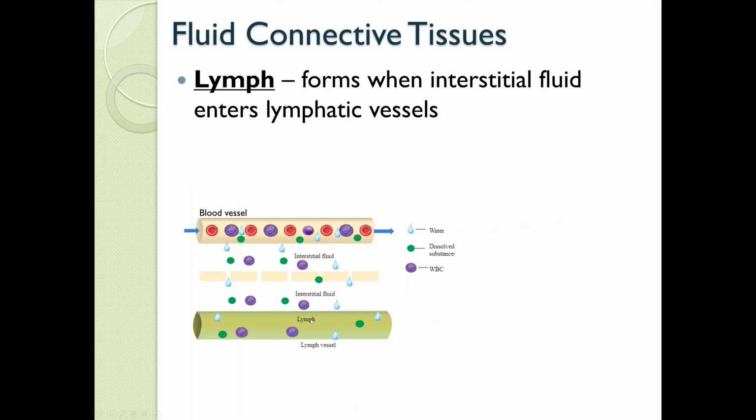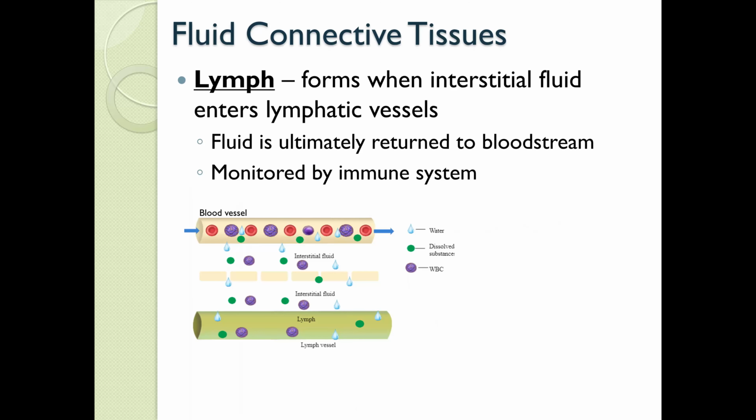So lymph has very similar characteristics as blood, except it has far fewer red blood cells. The fluid is ultimately returned to the bloodstream. So it came from the bloodstream and it's ultimately going to go back to the bloodstream. So it's like a little detour for some of the fluid component of your blood. And the lymphatic system is monitored by the immune system. So a lot of the lymphatic organs and tissues, their responsibility is to monitor the lymph to make sure there's no pathogens or unwanted invaders in the lymph. So this is one way for the body to monitor the blood composition.